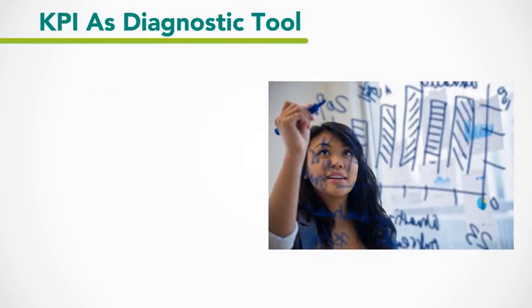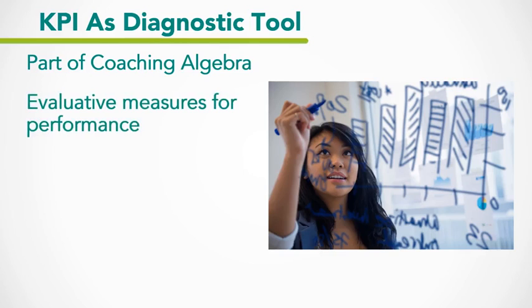Okay, so when we meet to do coaching, these KPIs become part of that diagnostic tool that we use through coaching algebra. These become evaluative measures that we can rub our results up against to see what kind of performance we are getting. If the key performance indicator is this many phone calls or this many projects completed, and the employee has delivered this many, how well does that compare? How well is the position thriving and ultimately the person within it?